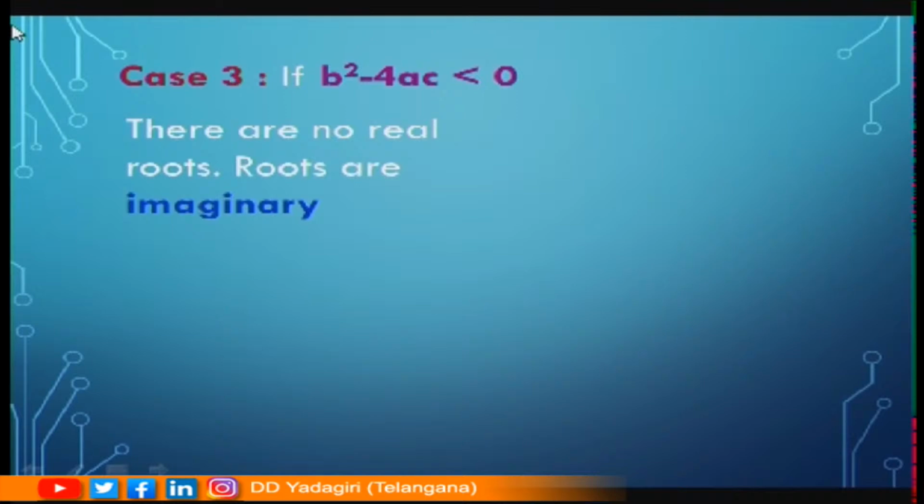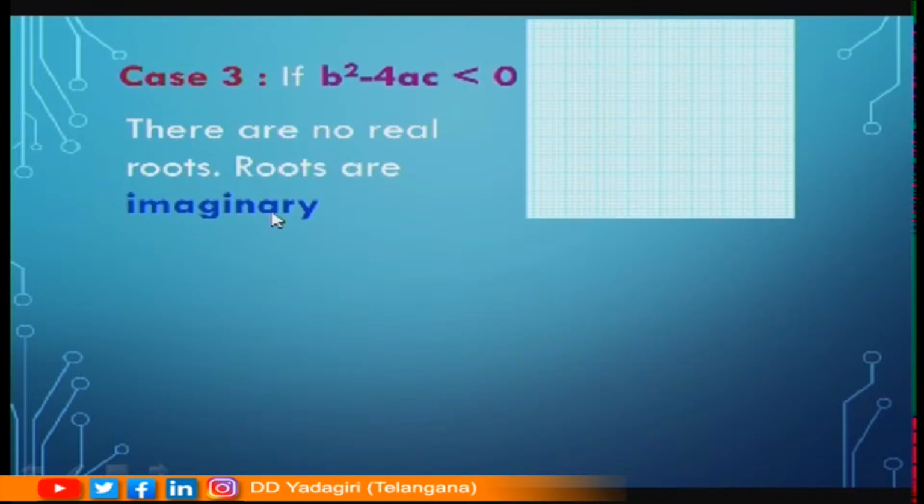When b square minus 4ac is less than 0, the value is negative. So, there are no real roots. So, we can say that the roots are imaginary. Now, let us see how the graph looks like.